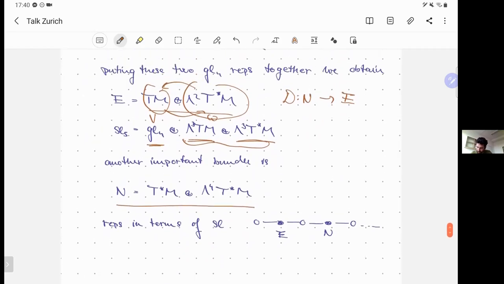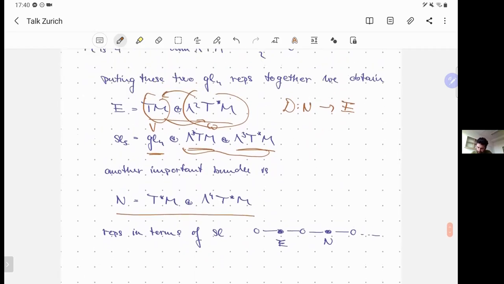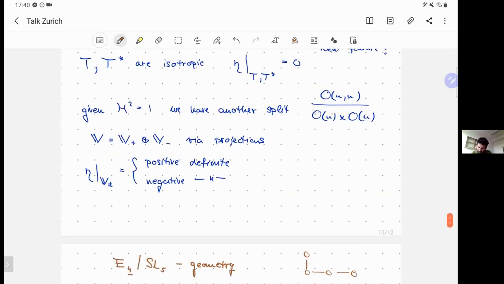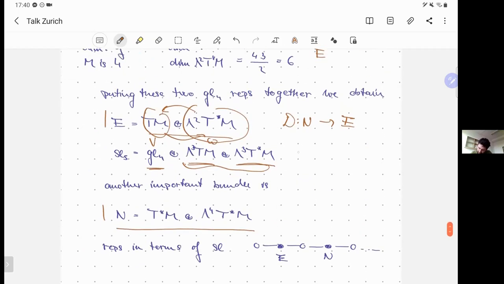One last remark about this is that as I've written them here, these bundles E and N are decomposed under this GL4 living in SL5. But it's oftentimes useful, when I was writing down those tables, G, E, and N, these guys were supposed to be associated representations of that big group G, not something constructed out of the representations of the smaller one and then pasting them together. So these two guys can actually be seen as such.